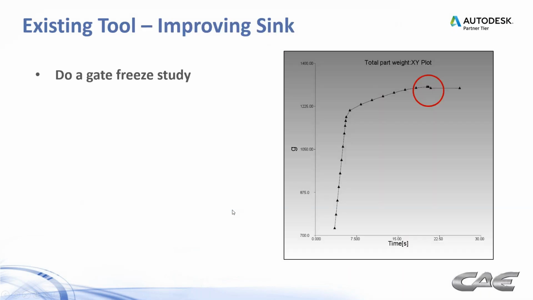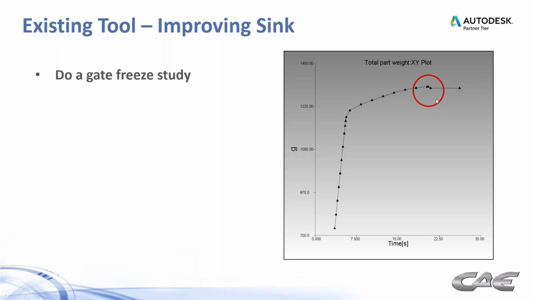So on an existing tool, improving sink, you're kind of at the mercy of the design at this point. But you definitely want to check your processing. Do a gate freeze study, number one. Run a bunch of different pack times and make sure that you don't see this kind of a situation.